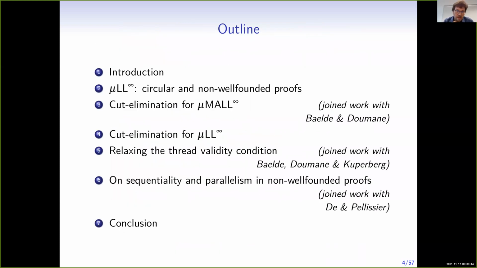So the outline of the talk will be the following. After this introduction, I will turn to μMALL infinite, which contains the circular and the non-well-founded proofs. Then we will focus on the fragment of this logic, looking for the cut elimination proof for the multiplicative additive fragment of linear logic with fixed points. This is a joint work with David Baelde and Amina Doumane. And then I will tell you about a new result on extending these cut elimination results to full μMALL and some consequences.